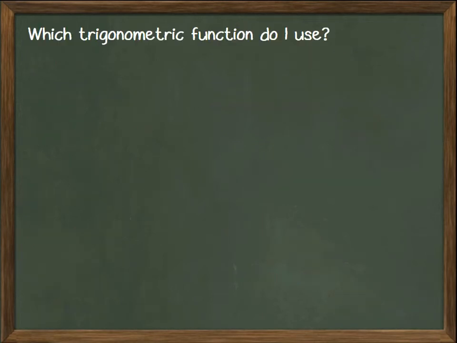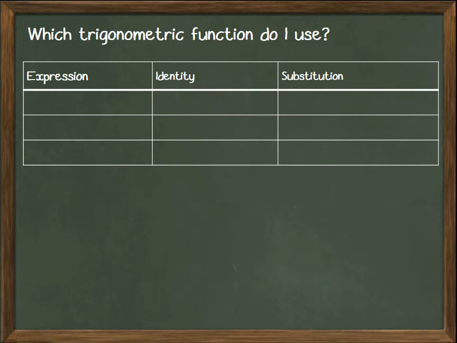So in general, how do I know which trigonometric function to use in which situation? We saw in the first example that in the case of the square root of 1 minus x squared, we can use a sine substitution based on the Pythagorean identity, but we also had to look at the domain of the function we wanted to integrate.